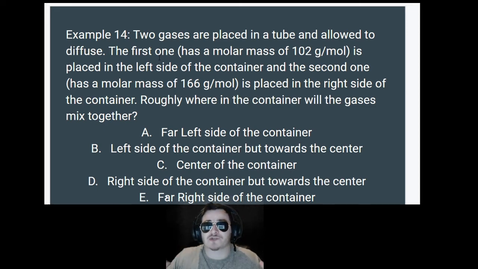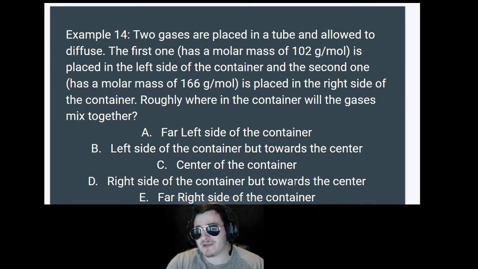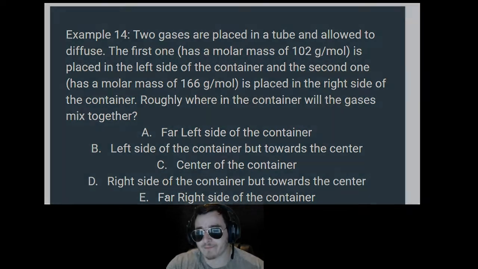So now let's consider this tube. Let's say these two gases were in a race to meet at the middle. Who is going to get there first? Well, it's the lighter one, the one that's moving faster. But that's not when the race stops. It stops when they meet each other. And so because the one that was placed on the left side is going to get to the middle first, it's also going to reach a little bit past that, which means it would be the right side of the container, but maybe a little towards the center. It wouldn't be the far right, but I think the best answer here would be D. Right side of the container, but towards the center.